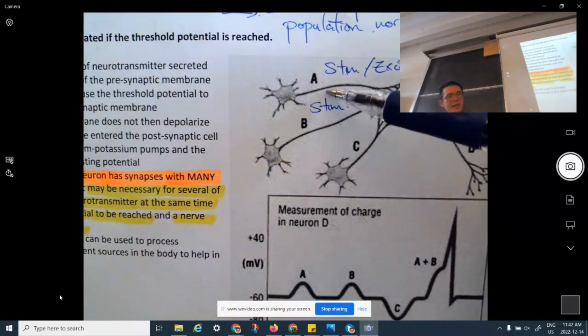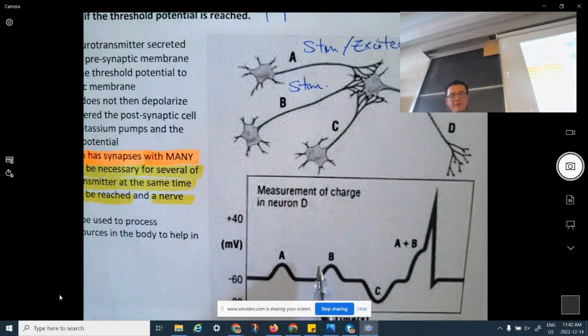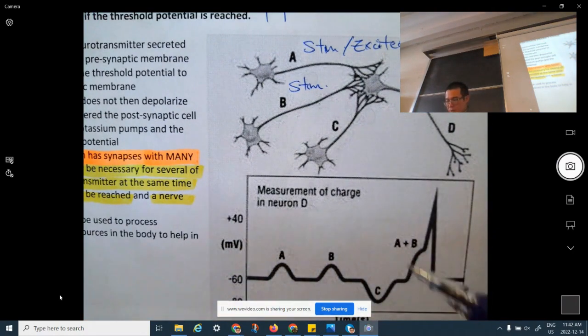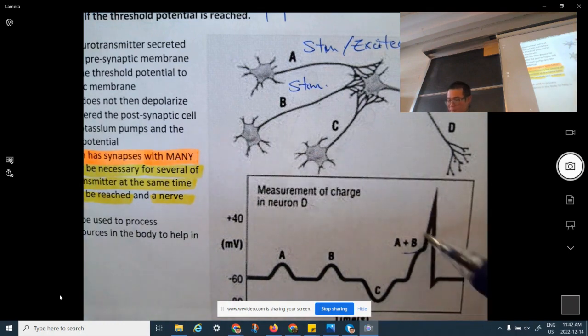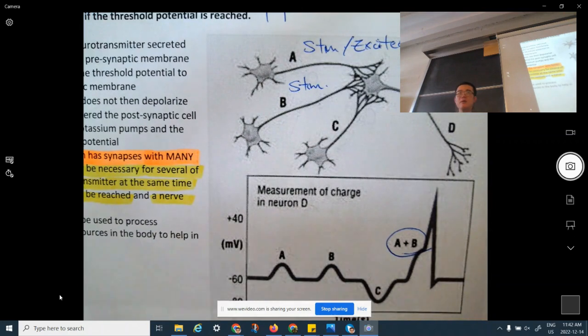So on their own, A and B probably won't cause enough depolarization for an action potential to occur. So in this case, you might need both of them. You might need both A and B to fire off their neurotransmitter so that D would actually have an action potential.